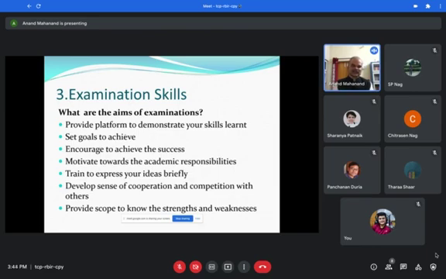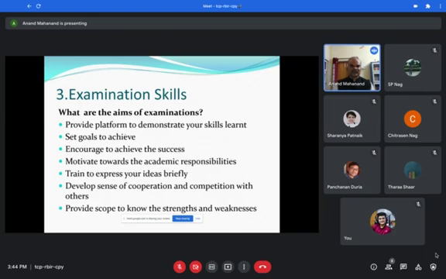Train to express your ideas briefly. So you have studied for 2 years, but you are writing exams for 3 hours. So within that short period, how to present your ideas, how to show what you have learned, that gives you an opportunity. And that comes with training. You train yourself. You look at previous year questions and practice how I should write.